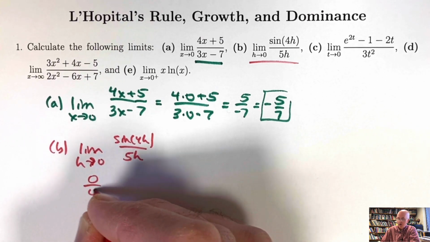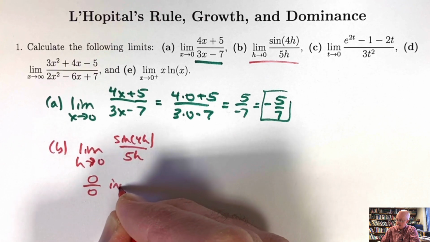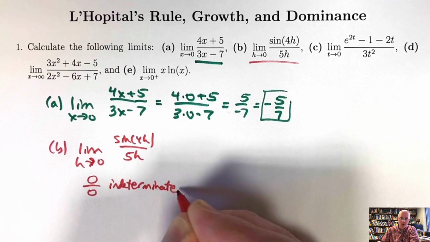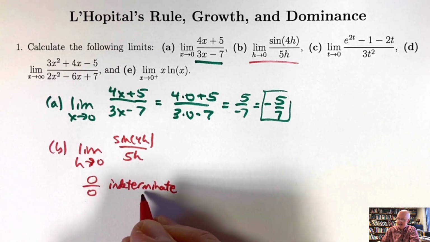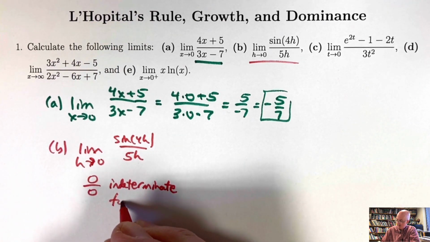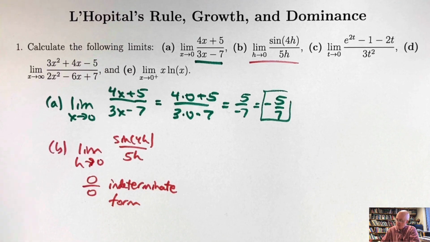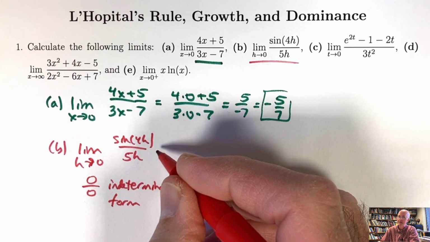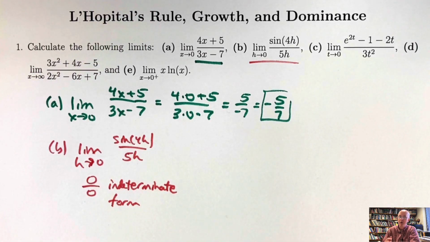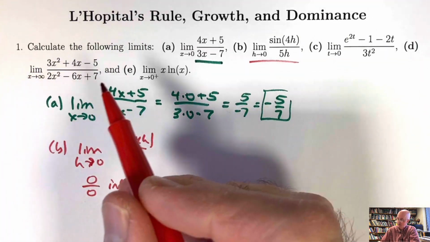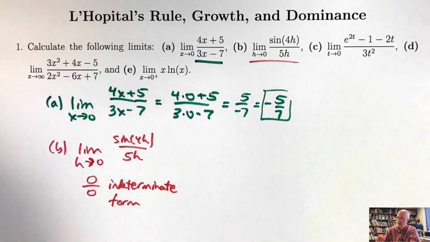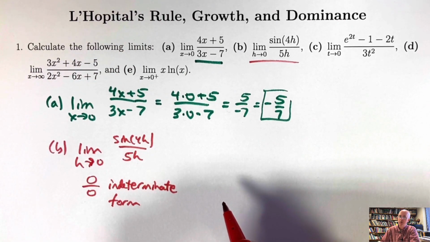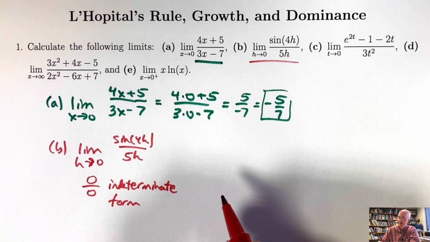This is a 0 over 0 indeterminate form. It's a situation where you have a fraction, a quotient, where the top and the bottom are both going to 0. Another kind of indeterminate form is infinity over infinity. That's going to occur with part D right there. We'll get to that. It's in this kind of situation where you can try to apply L'Hopital's rule, though I haven't told you how yet.